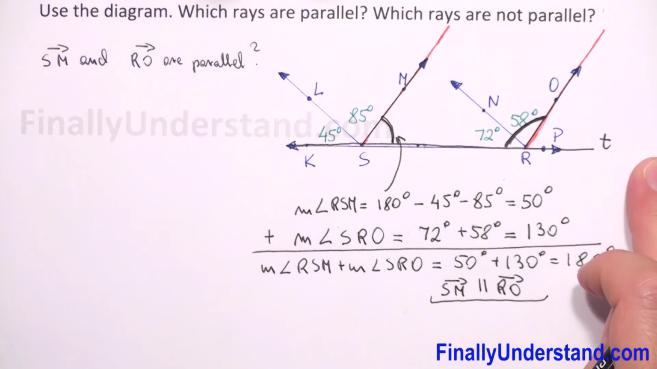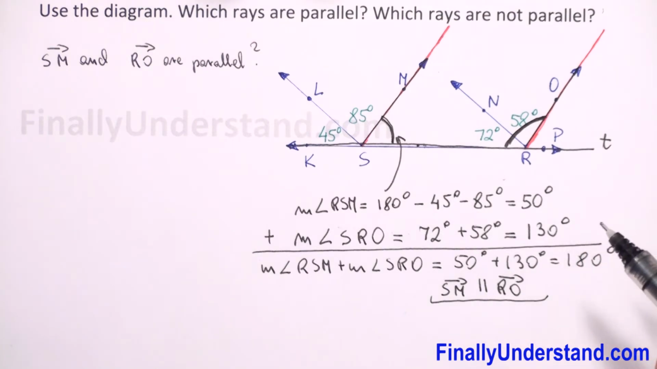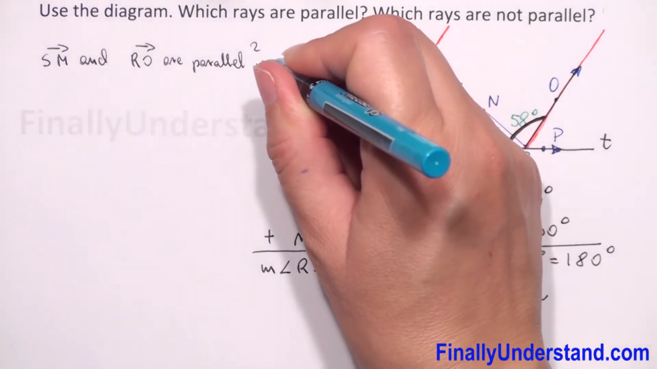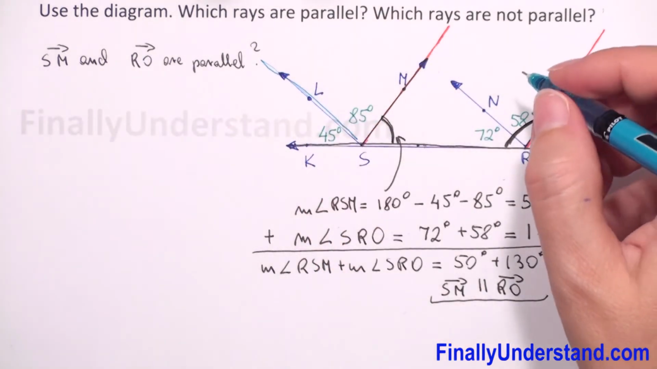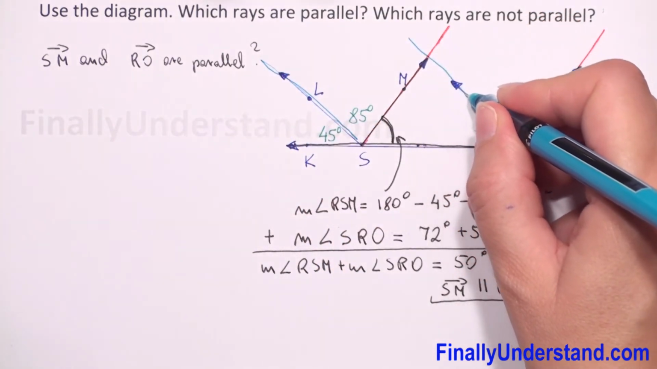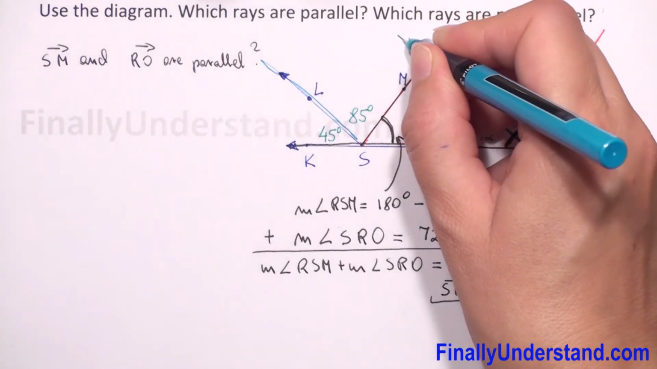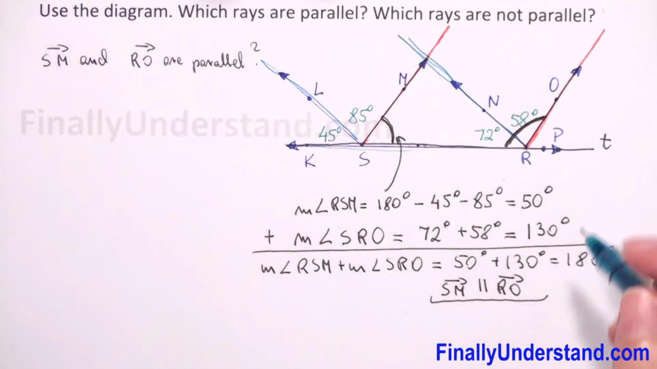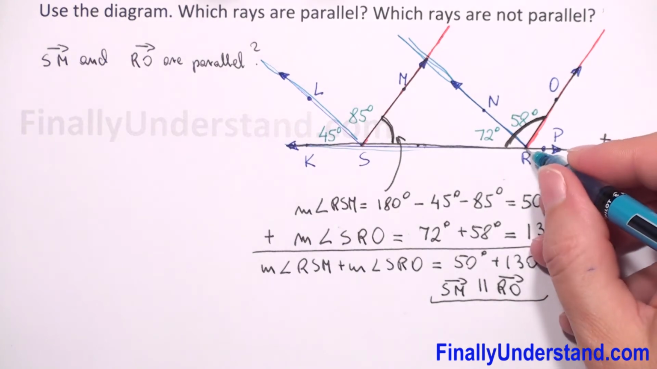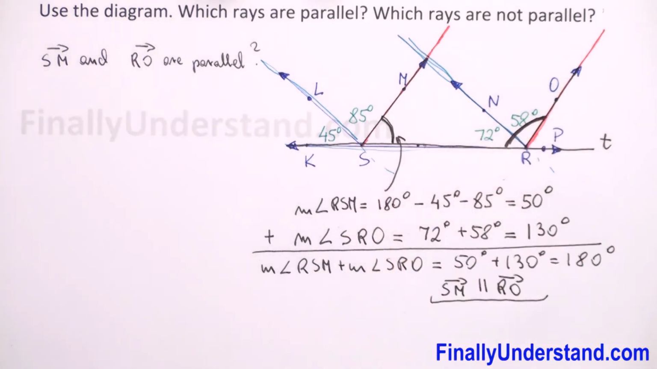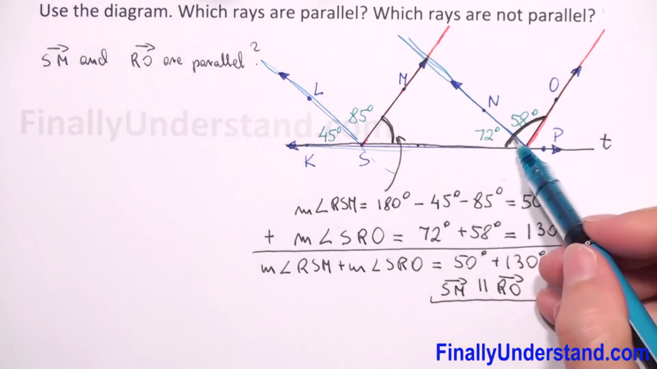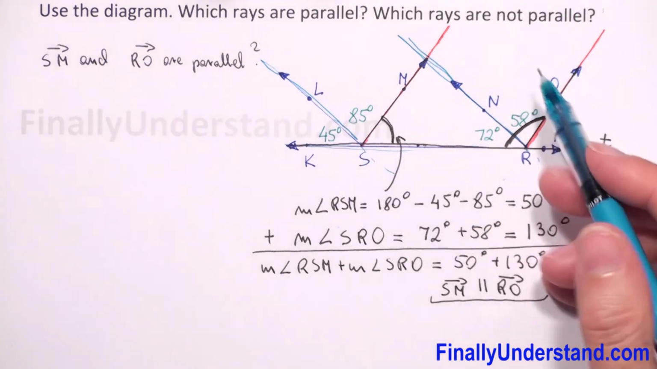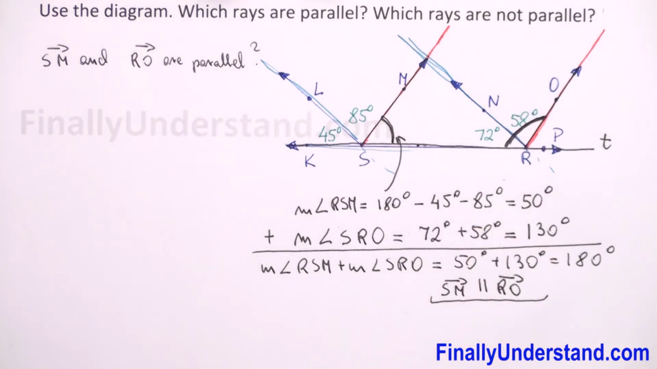We found rays which are parallel, and now we have to check rays SL and RN. Again, this is our transversal for these two rays, T. If you extend these rays, we have two lines, and we have to check if these two lines are parallel. If these two lines are parallel, it means that these two rays SL and RN are parallel.